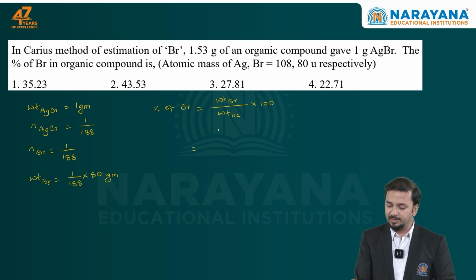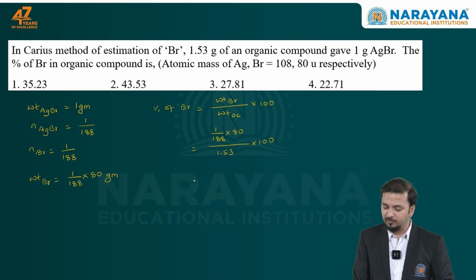So we have calculated weight of bromine is 1 by 188 into 80 divided by weight of organic compound is given in the question, that is 1.53 multiplied by 100. So if you simplify this, we'll get it as 27.81%. So correct answer for this question is option 3. So this is an easy question, and if you consider the calculation, then we can rate it as moderate question because a little bit calculation is present in this question.